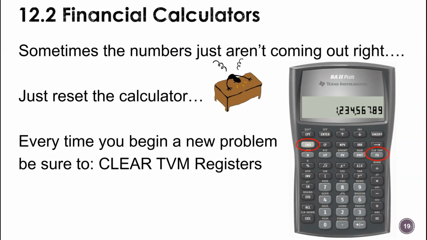Sometimes the numbers just aren't coming out right, so that's where you want to reset your calculator. Remember, that would be the second key, and then you hit the plus minus key and push enter, and that clears your calculator. And then every time you begin a new problem, you can clear the TVM keys. You can see I have those circled, and that's just the second key and then future value. And that clears out just the TVM keys so you can enter new data.